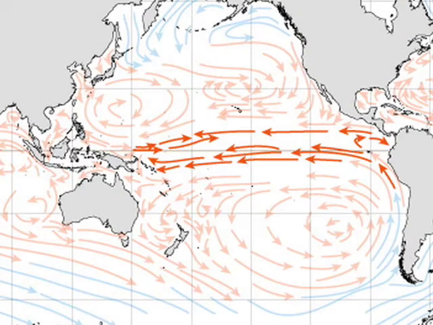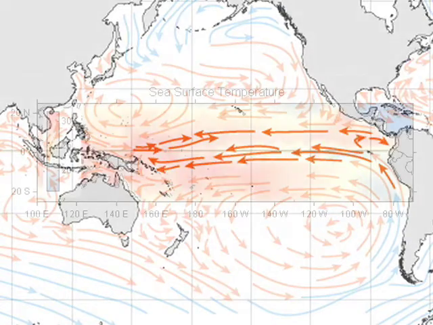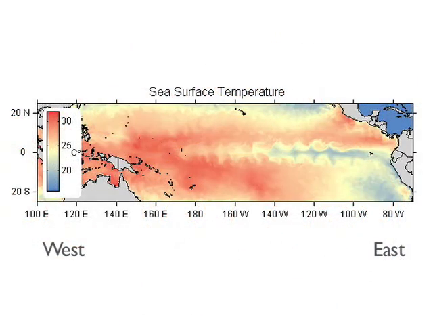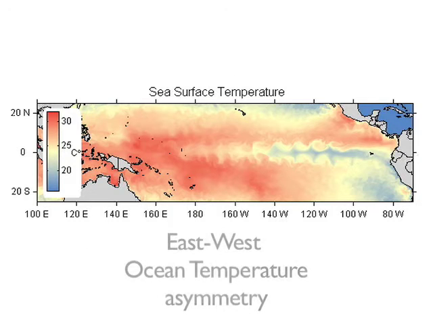Upwelling in the eastern equatorial Pacific Ocean brings cool water towards the surface. In the western Pacific Ocean, little or no cool water is upwelled. Therefore, the eastern boundary region of the Pacific is normally colder than the western boundary region. This difference in surface temperature is referred to as the East-West Ocean temperature asymmetry.